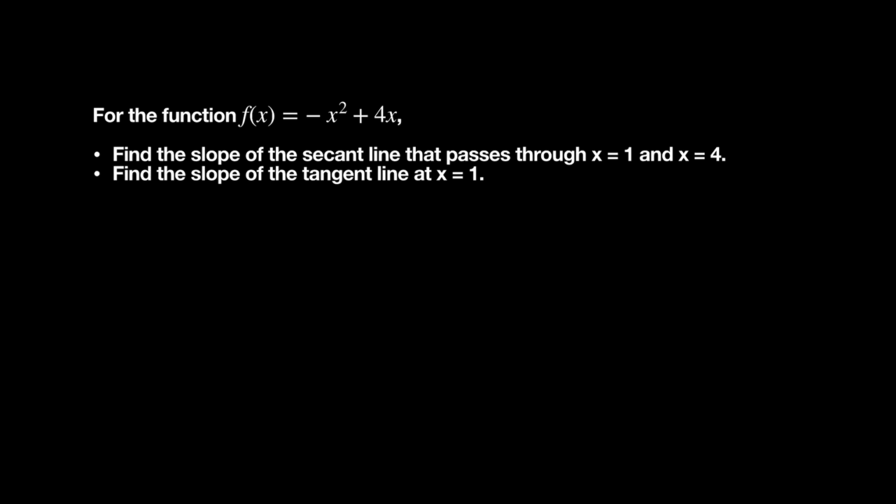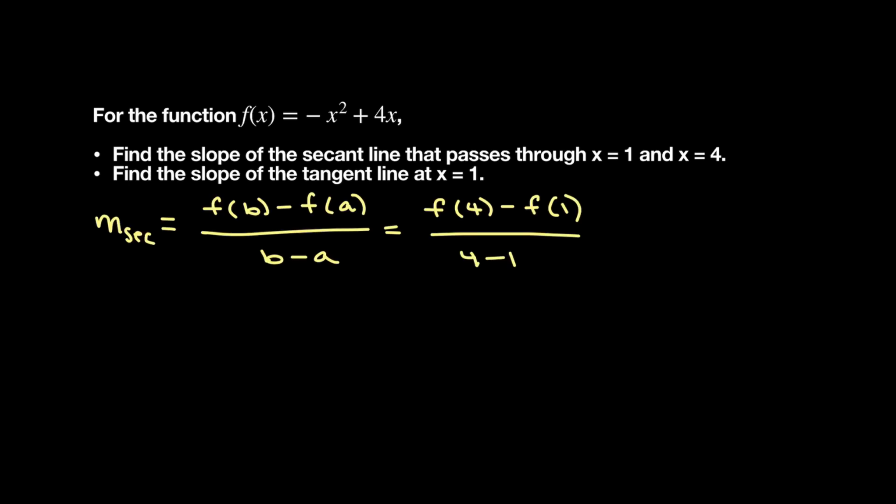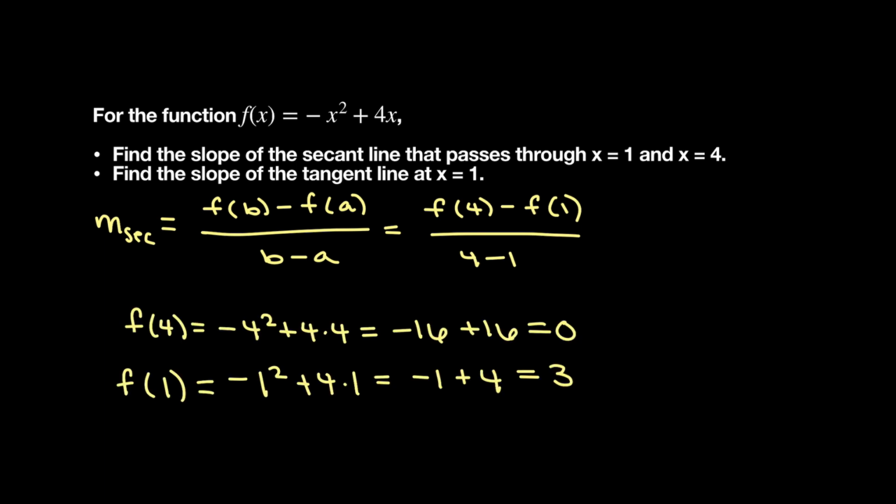Let's do an example. For the function f of x equals negative x squared plus 4x, let's find the slope of the secant line that passes through x equal 1 and x equal 4, and then we'll find the slope of the tangent line at x equal 1. To find the slope of the secant line, we really just need to take change in y over change in x. In this case, that means we're going to find f of 4 minus f of 1 divided by 4 minus 1. We're just computing slope.